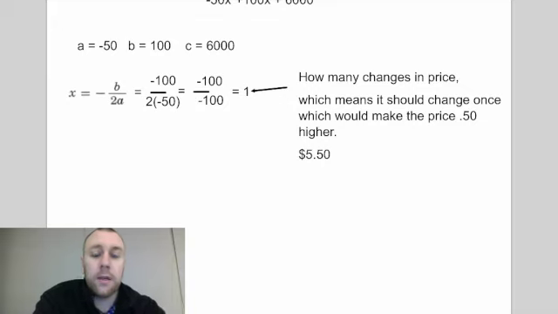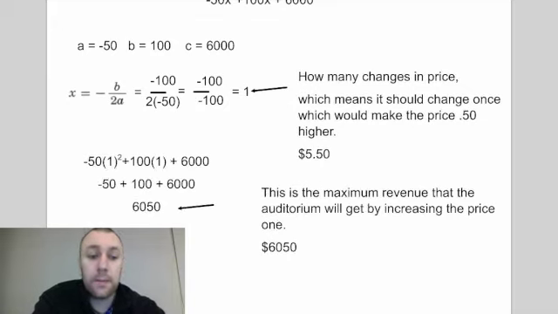But like in other examples, I take that x, which is the amount of changes, and I plug it into my equation, and I solve. So when I plug into my equation and solve, I get that 6,050. And that is where I find the maximum revenue that I'm going to make. So in this case, by increasing it one time, I would make a maximum revenue of $6,050. So that's how I do it with a quadratic function.